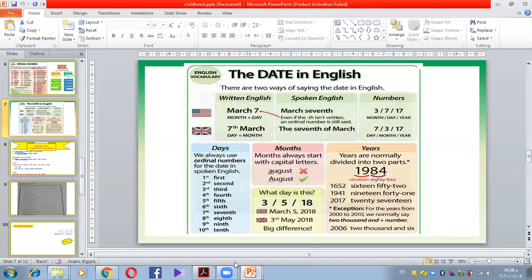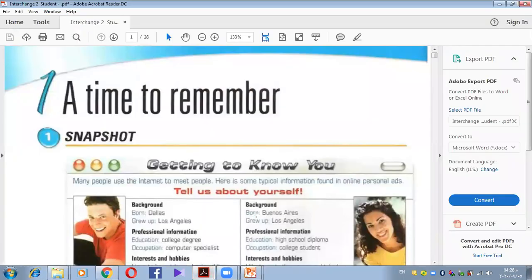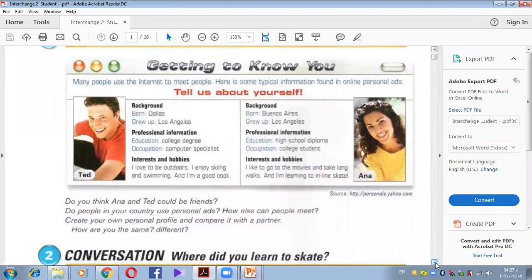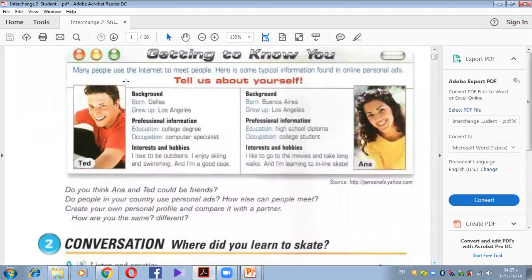Okay, so let's do some practice on what we have said. It's book 2, guys. Book 2 on the CD. We started book 2 now. So a time to remember. Tell us about yourself, okay? Getting to know you. Many people use the internet to meet people. Here is some typical information found online or found in online personal ads.